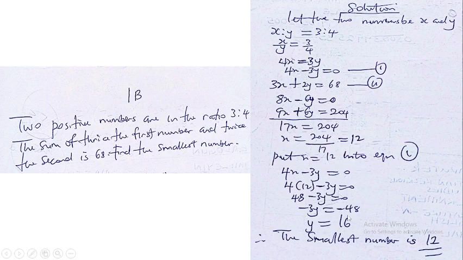So out of these two numbers, 16 and 12, which one is the smallest? Because the question asks us to find the smallest number. You can discover that the smallest number is 12, which is x. So the smallest number there is 12. That is the end of question 1b. We have just solved question 1 in total, and that will give us 8 marks in total if you are able to solve question 1a and question 1b.